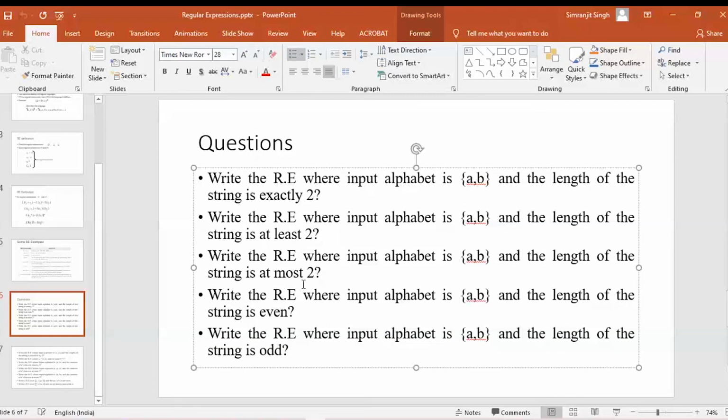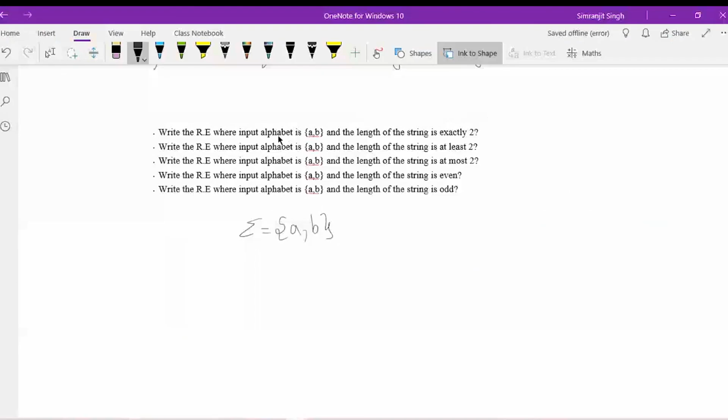So I am just copy and pasting this question. The first question says: write the regular expression where the input alphabet is A and B. Almost all the questions that I talk about will have an input alphabet of A and B.